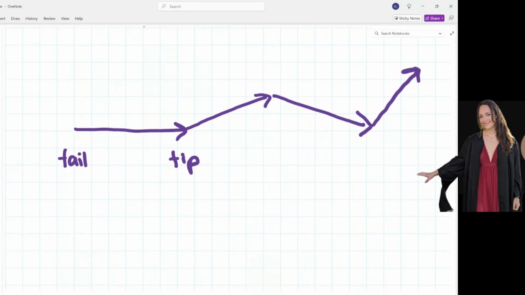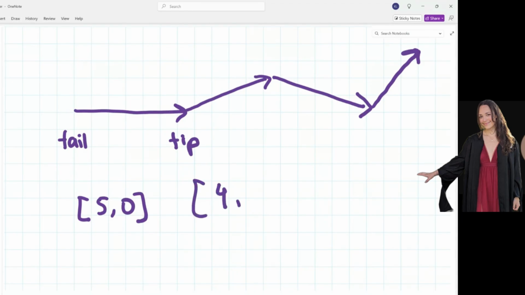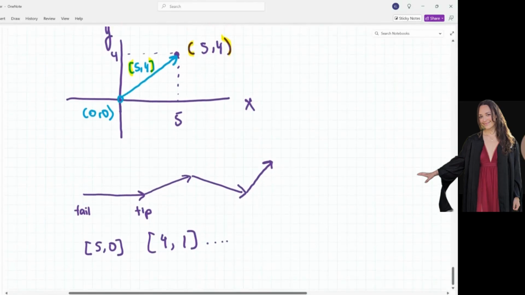Or if you don't want to do it to scale, that's when you can start adding your coordinates. So we can say our first vector is, let's say, [5, 0], and then we have our next vector, maybe it's [4, 1], and so on. So we can add them that way, which is really cool. So that's just a quick background on Cartesian vectors, so you have some context.